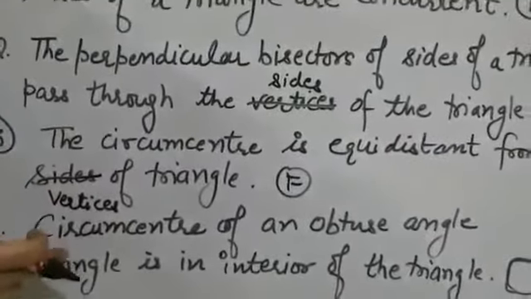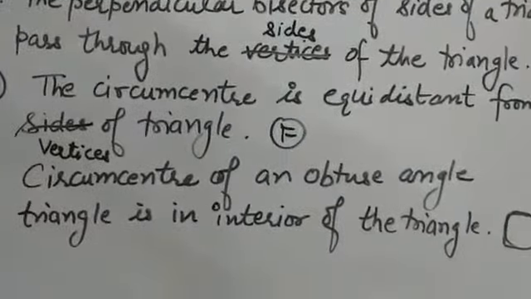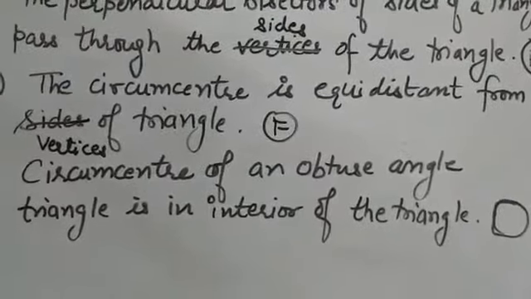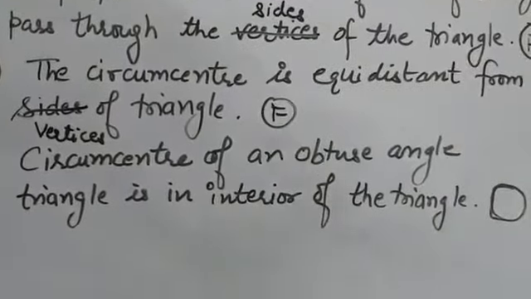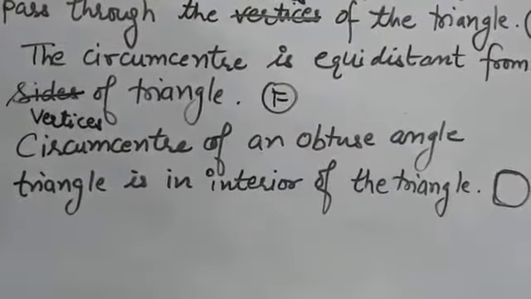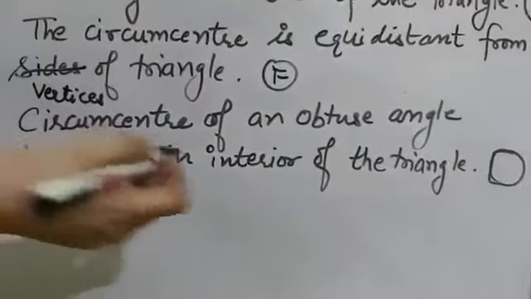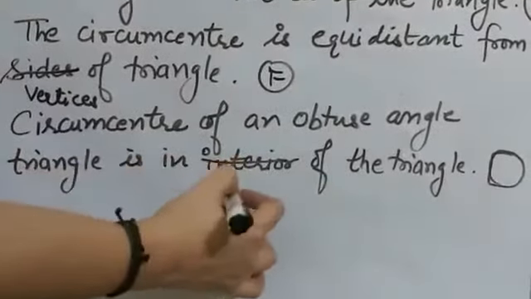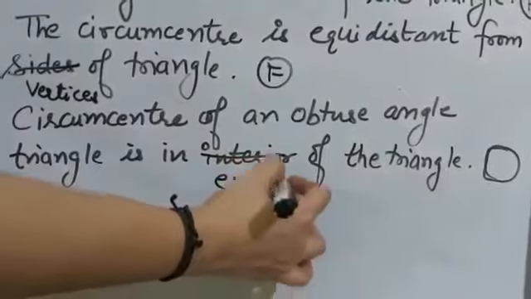Fourth, the circumcenter of an obtuse angle triangle is in the interior of the triangle. Recall? We did that. Yes or no? The circumcenter of an obtuse angle triangle lies in the exterior. So this is also false.